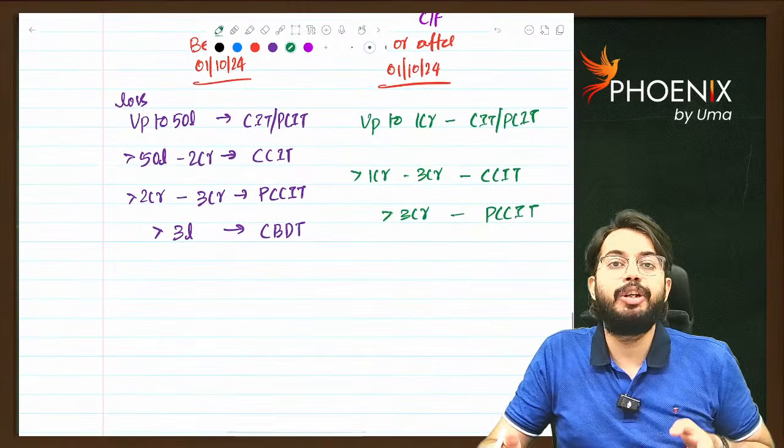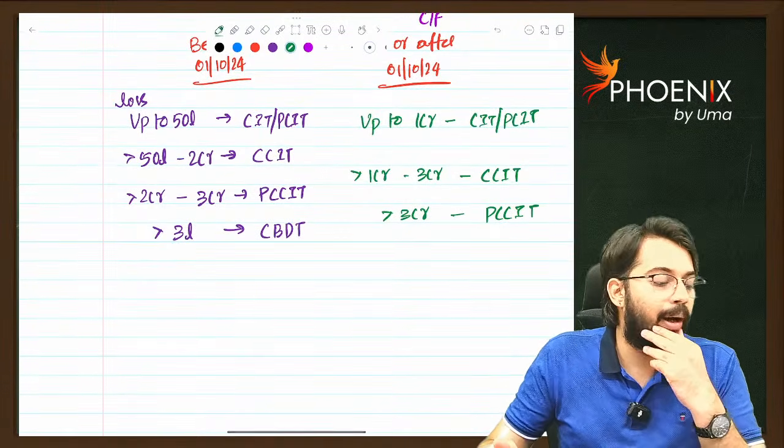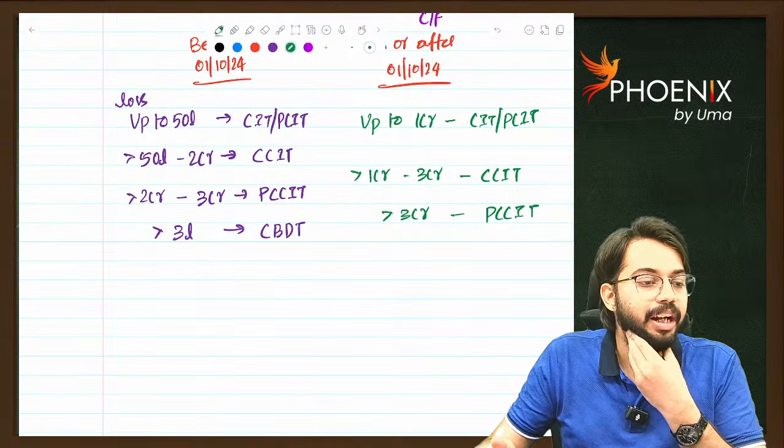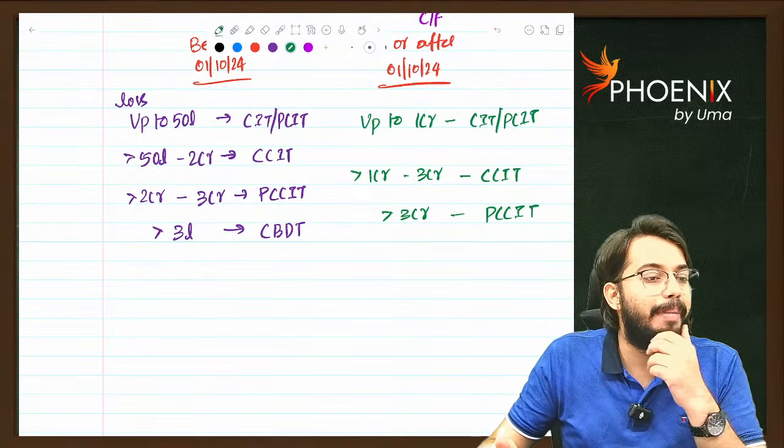So I hope you understood loss return. Now shall I explain belated return and revised return? Till here, are you clear? Leave the comment.